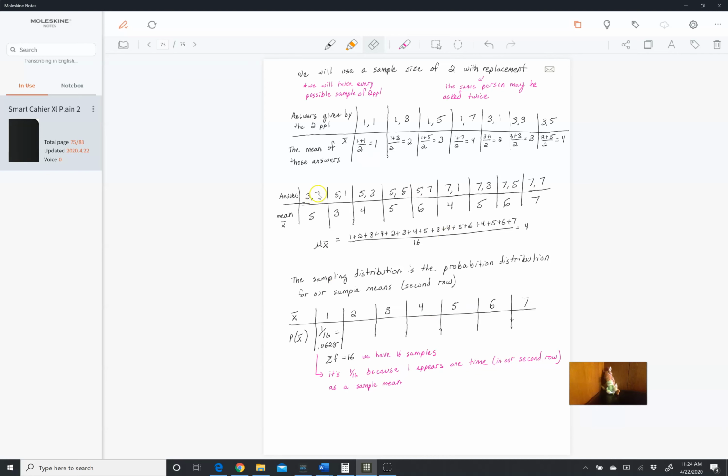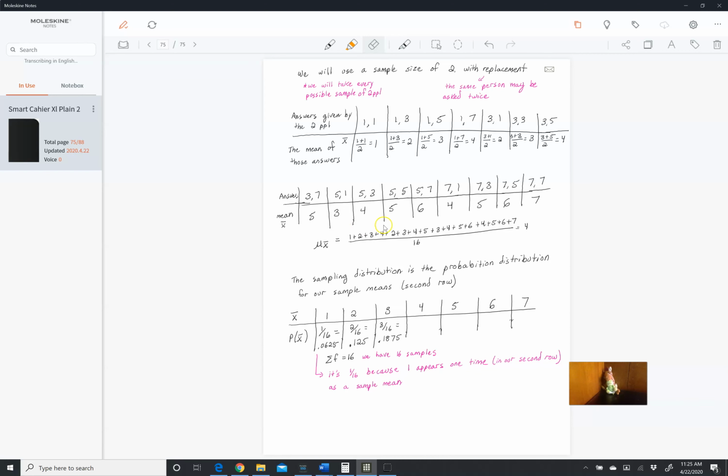Now we can do the same thing with 2. We're counting the number of 2's. I see 1 2, and I see 2 2's. 2 appears twice. So this one is 2 over 16, or 0.125. Now we're going to do the same thing for 3. How many times does 3 appear? I see a 1, 2, 3 times that we see 3. So 3 over 16 is 0.1875.